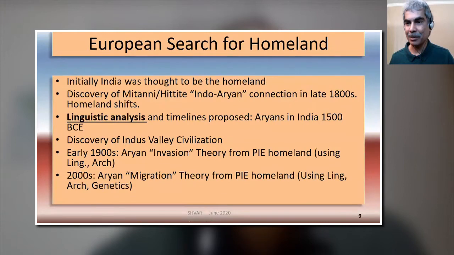However, once they discovered the Mitannis and the Hittites, the so-called Indo-Aryans, in the late 1800s, found in northern Iraq and Turkey and places like that, the question started and the homeland shifted. This also coincided with the Indian War of Independence. If you remember, it's 1857. Till 1857, the colonials looked upon India in a very favorable way. However, after 1857, the dynamics had changed, the power equation had changed. Indians had to be talked down to. They had to be looked down upon.